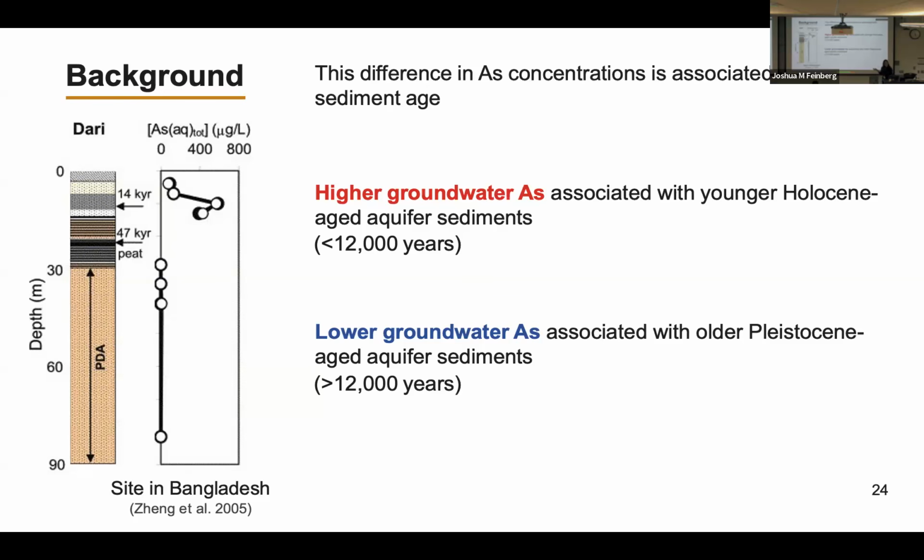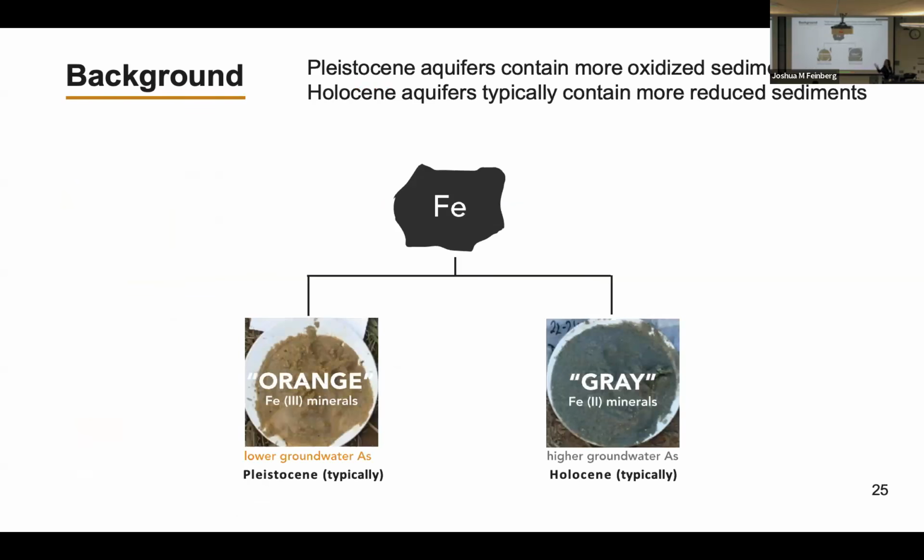So interestingly, this is important not necessarily because of the age of the sediments itself, but actually, as we know, because of the redox state of the sediment. So, and our iron mineralogy. So our Pleistocene aquifers contain more oxidized sediments, while our Holocene aquifers typically contain more reduced sediments.